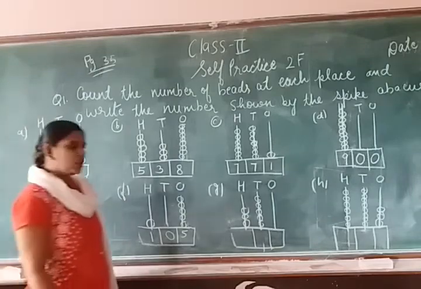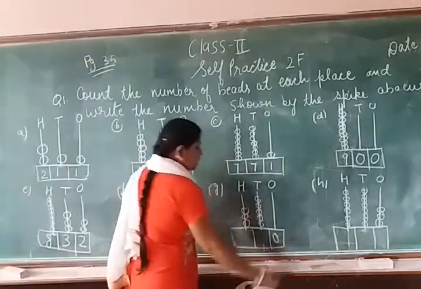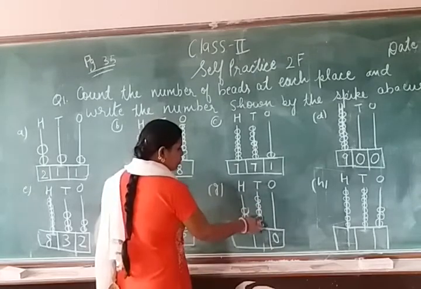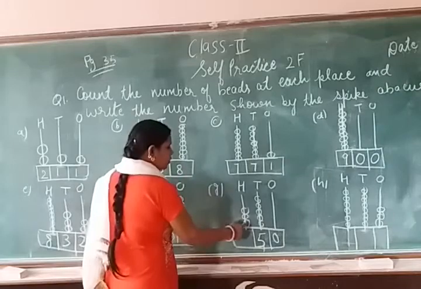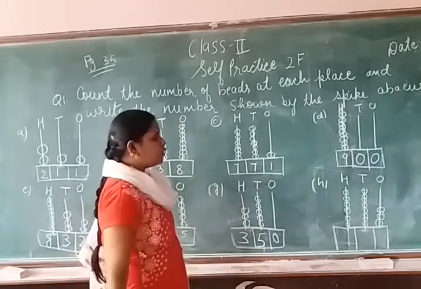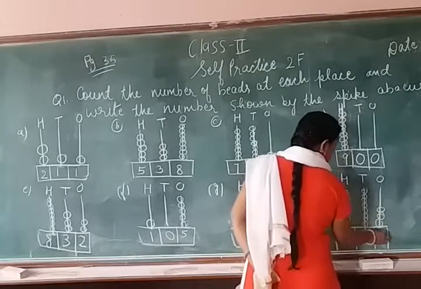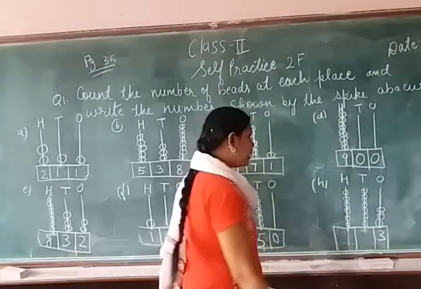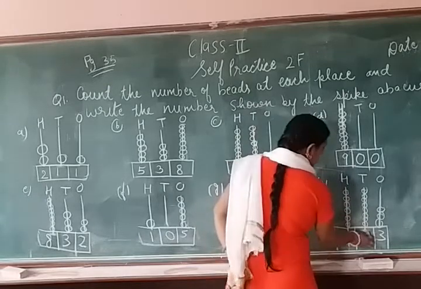Come to the next question. Beats at one's place? 0. Tens place? 1 2 3 4 5. 100 place? 1 2 3. Next question H. Beats at one's place? 1 2 3. 100 place? 1 2 3 4 5 6 7 8.